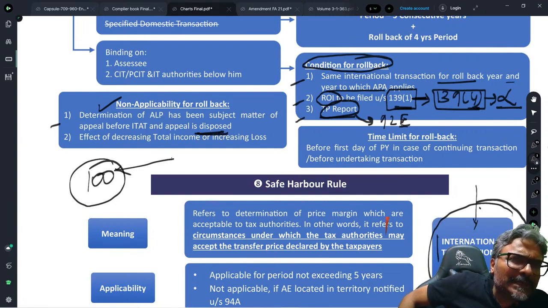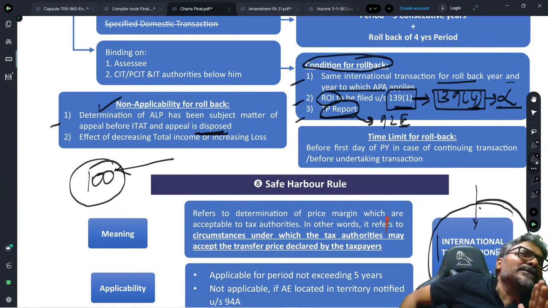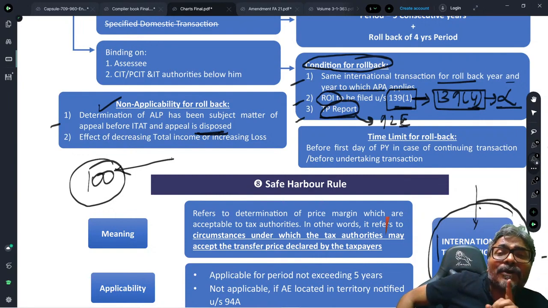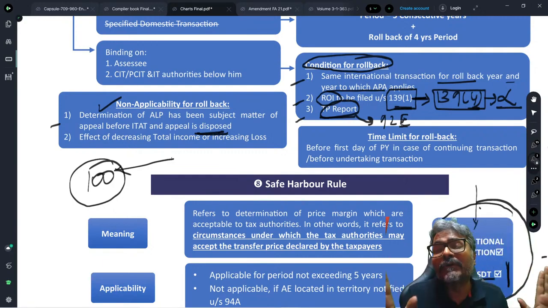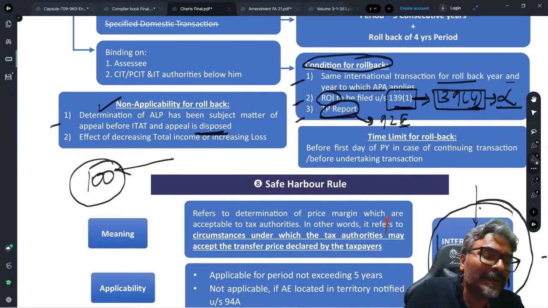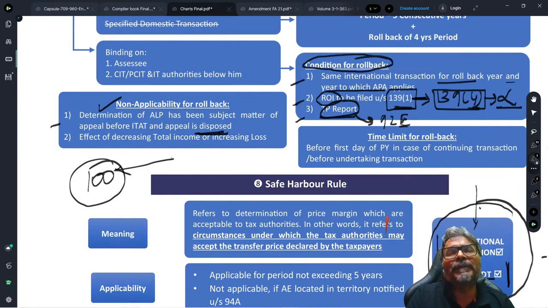But what has happened, students, is that for that AY 18-19, the case was in litigation before the ITAT, and the ITAT has already concluded our case. Given that the ITAT has already concluded our case, the question is, can I take up this rollback benefit? The answer is no. That will be a disqualified year. Why is it a disqualified year? Because please understand, students, one thing every one of you here would appreciate, that the transfer pricing law is a transaction based law.